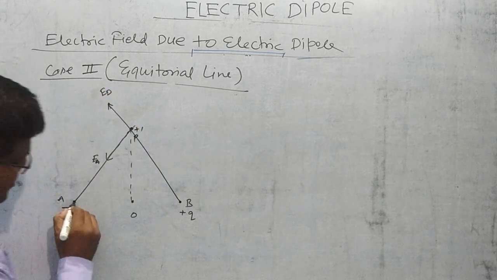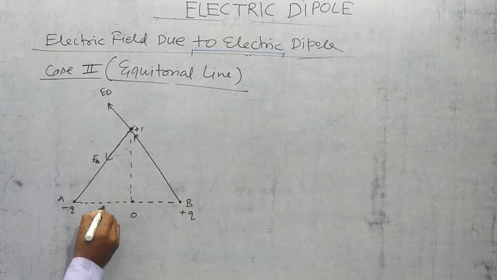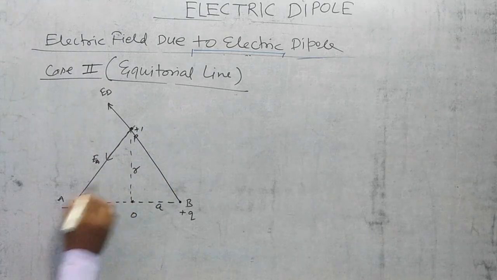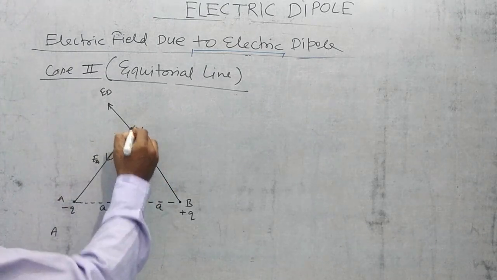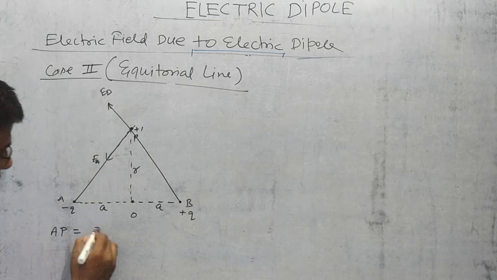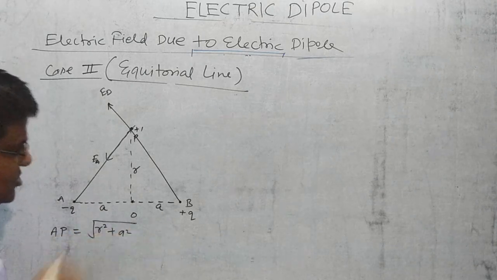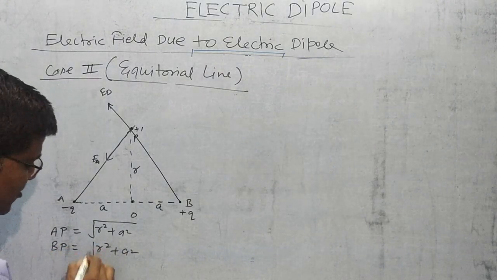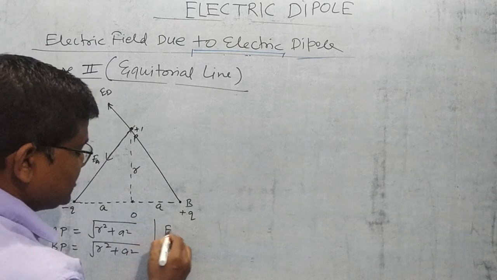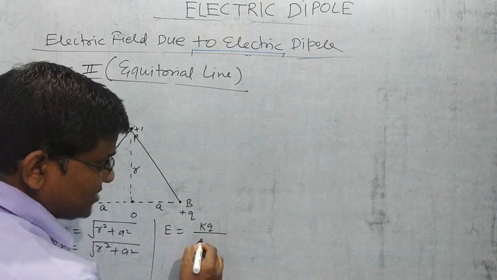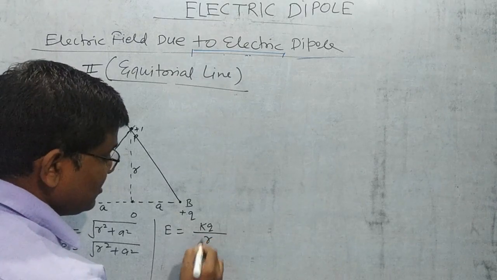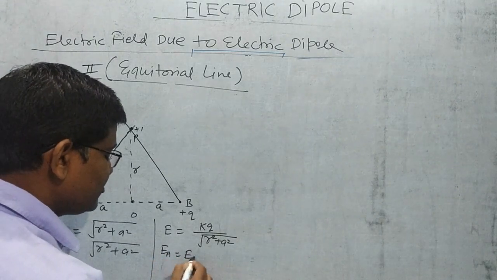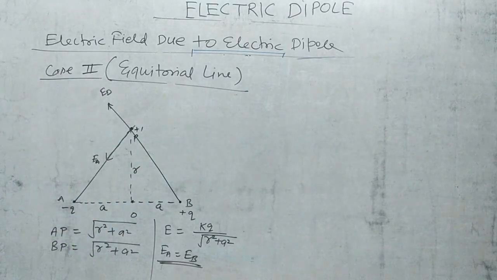And this is the point. As you know, this is the distance A, this is the distance A, this is the distance R, and this one is P. Then AP is the root of R square plus A square, and also BP is the root of R square plus A square. And as you know, electric field due to point charge is KQ by R square plus A square. Then EA and EB both are equal in this case.